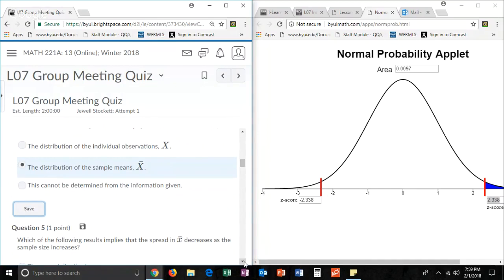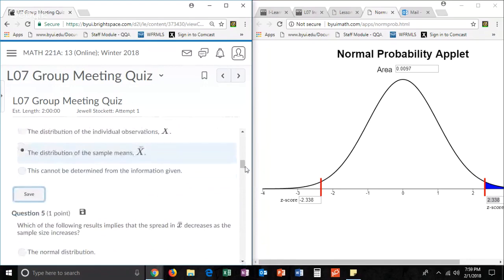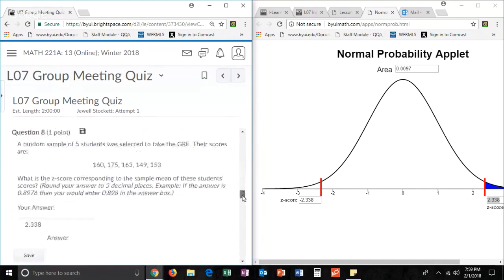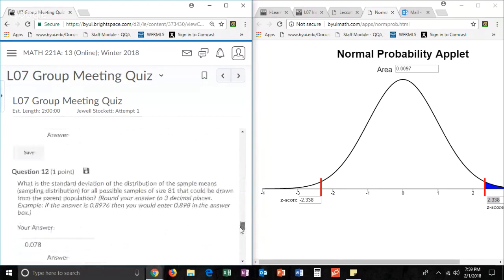So I'm just going to try the distribution of the sample means, X with the line on it, because that's what I was thinking at first. In fact, that's what I accidentally marked.